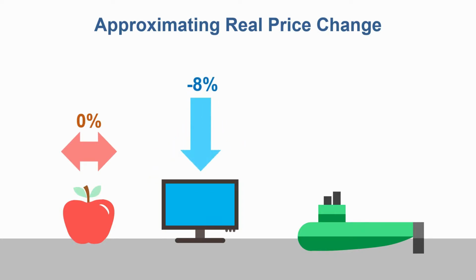For our inexpensive submarine, escalation was positive 7%, and the forecasted effects of inflation were also positive 3%. Because escalation was greater than inflation, the real price change is approximately positive 4%.